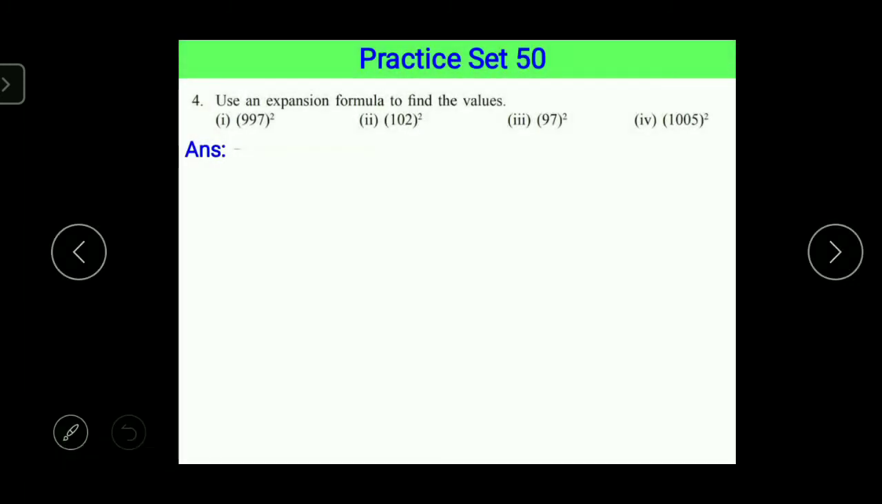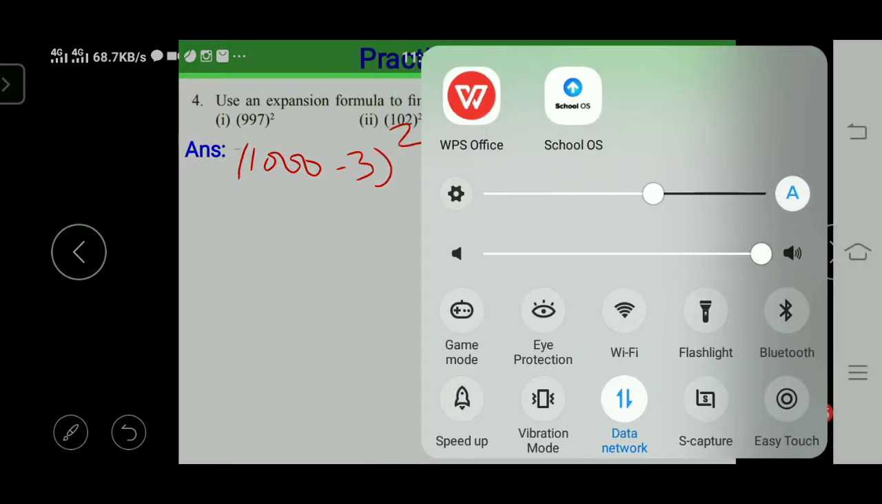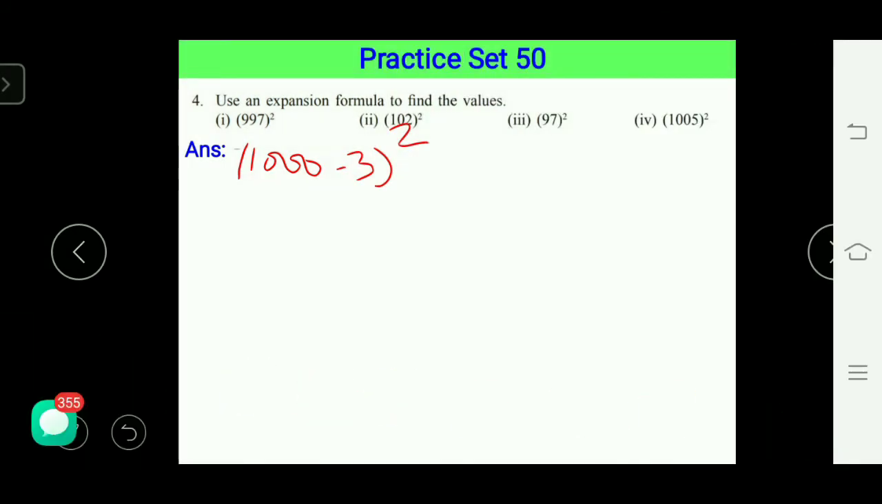Do you understand? Yeah, very good. Now here, students, what we'll do? I'll write (1000 − 3)². See, 1000 minus 3 is nothing but 997 only. Students, why have I done this? Because 1000² is easy to find. 3² is easy to find. But when we talk about 997, it is difficult to multiply. So instead of 997, I'll write 1000 minus 3. Now let's continue, students.